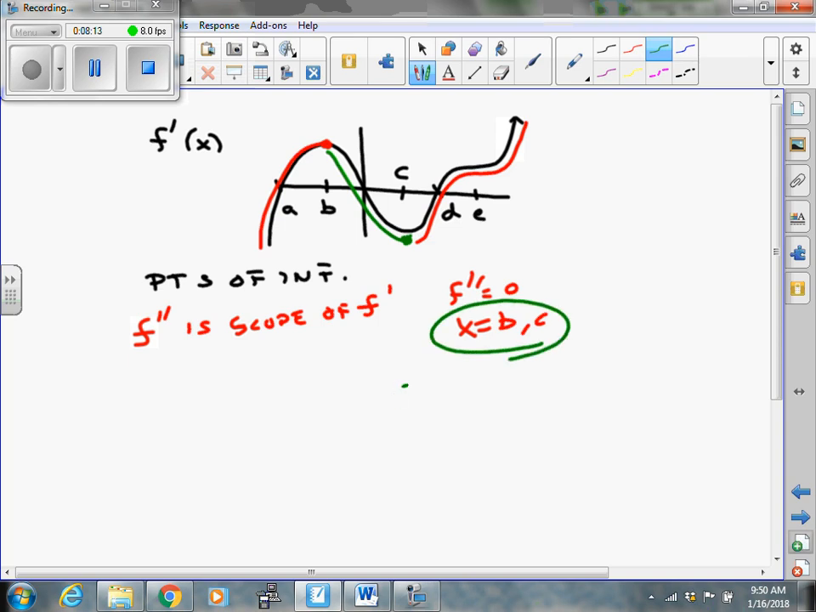Why? Because if you look at your intervals, the slope was positive, or the double derivative was positive here, negative here, and positive here. So both of those are changing signs. Change signs, change signs. So B and C are both points of inflection.